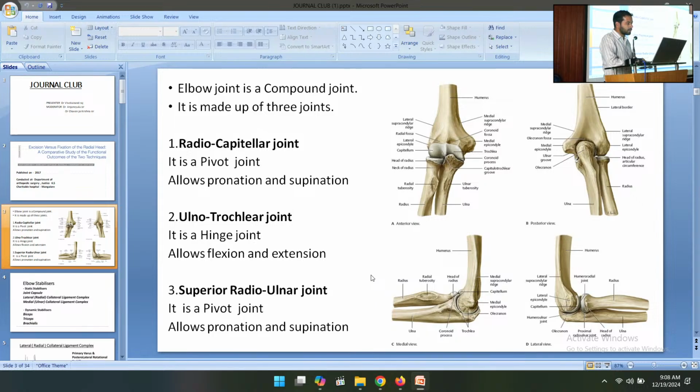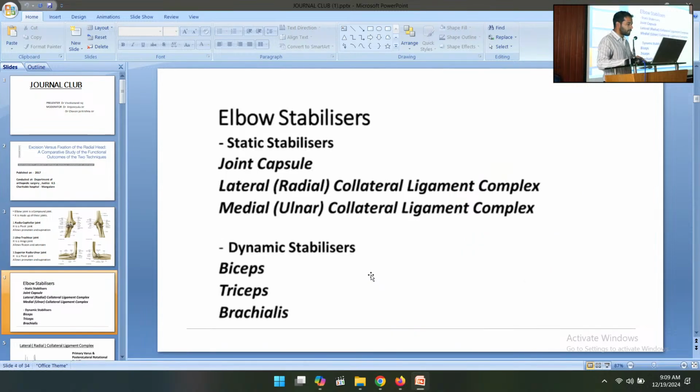Coming to anatomy of the elbow joint. Elbow joint is a compound joint. It is made up of 3 joints. Radiocapitellar joint, it is a pivot joint, allows pronation and supination. Ulnotrochlear joint, it is a hinge joint, it allows flexion and extension. And superior radioulnar joint, it is a pivot joint, it allows pronation and supination.